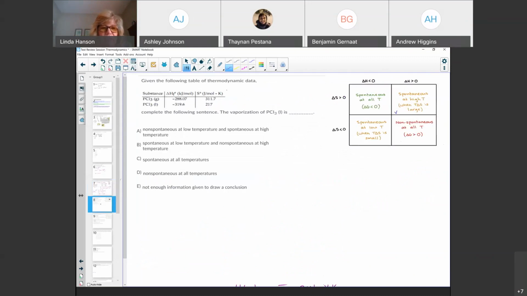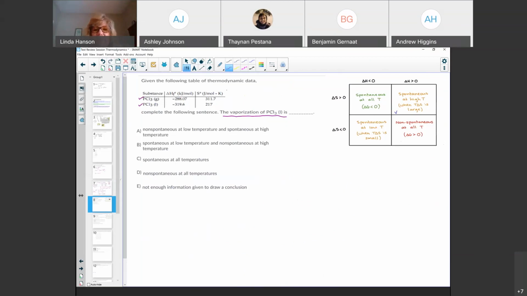This one I pulled from these. It says, here's a set of thermodynamic data. All right, so I see that I have gaseous PCl3 and liquid PCl3, and it's asking me this question: vaporization of PCl3 liquid is, and then I have some choices.